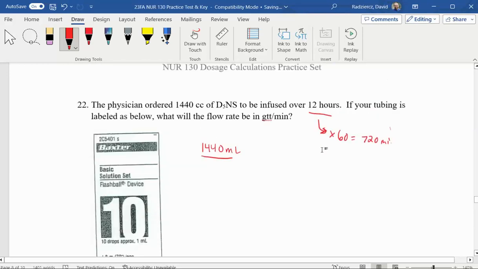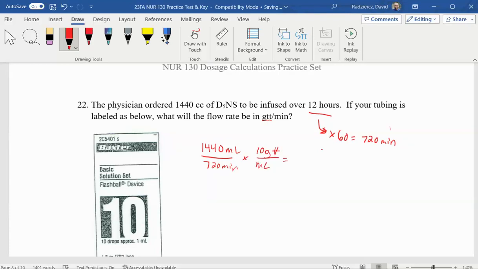All right, there's a button that I press on my pen here, and I never know when it's going to do that. So 720 minutes times my 10 drops per milliliter, and I'm going to get 20 drops per minute.